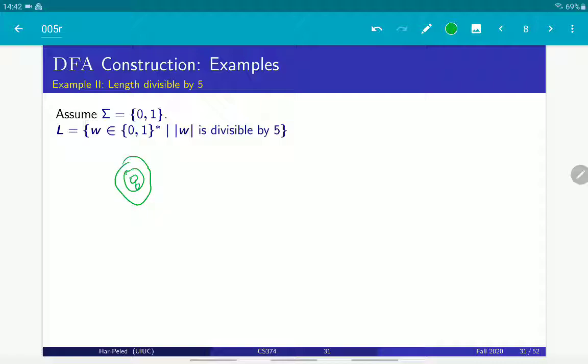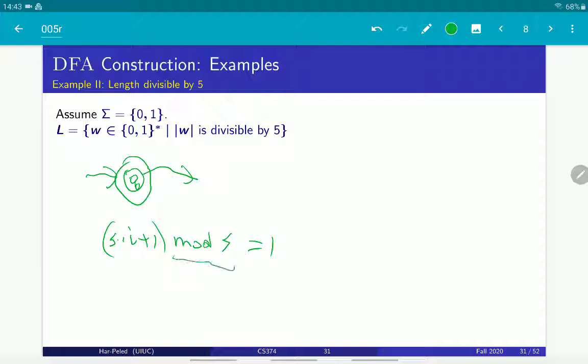So Q0, this will be the start state, and it says the modulo of the length we saw so far is 0, right? So it's a start accepting state, and then if I get 0 or 1, right, the length increases by 1, the modulo, right, here I'm using the fact that 5 times i plus 1, modulo 5 is 1, right?